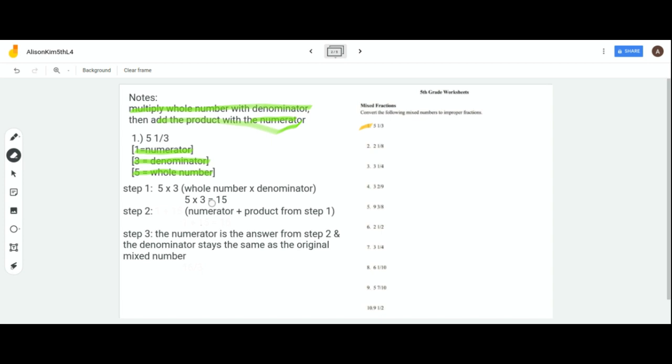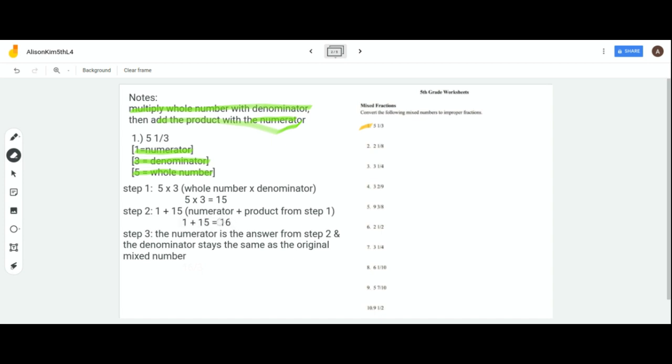Now, step 2 says numerator plus product from step 1. The numerator is from the original problem, which is 1 in this case, and the product from step 1 is 15. So 15 plus 1. Once again, this is just simple addition, and 1 plus 15 equals 16.